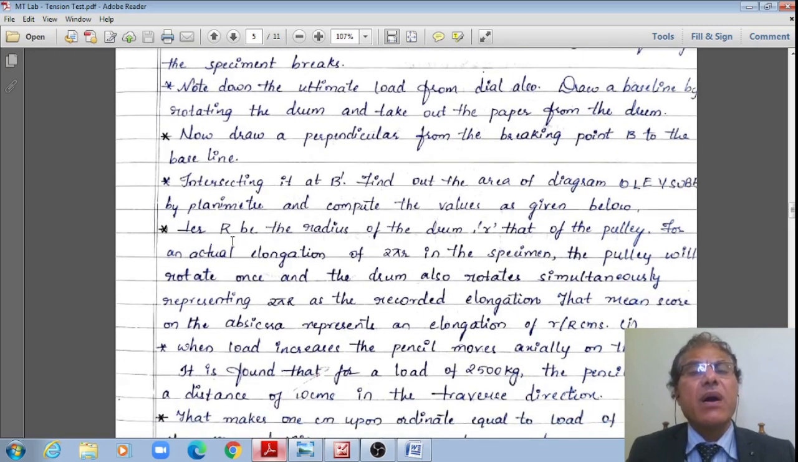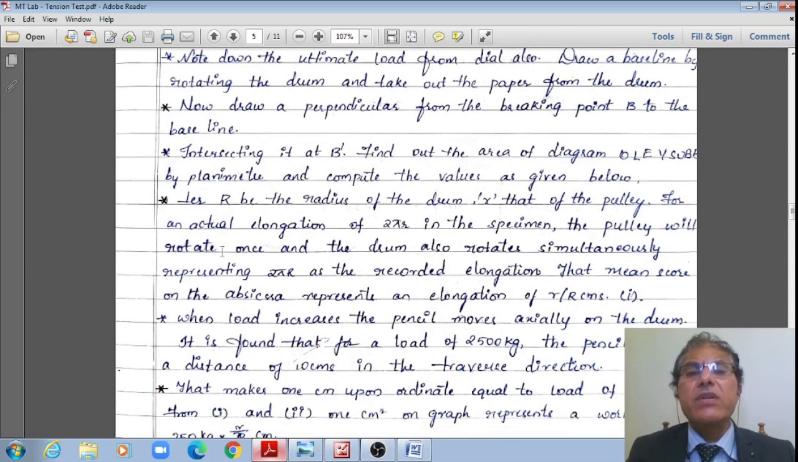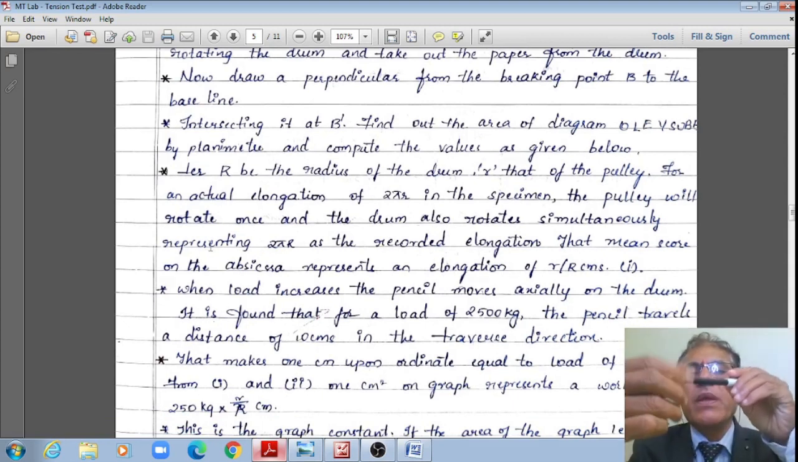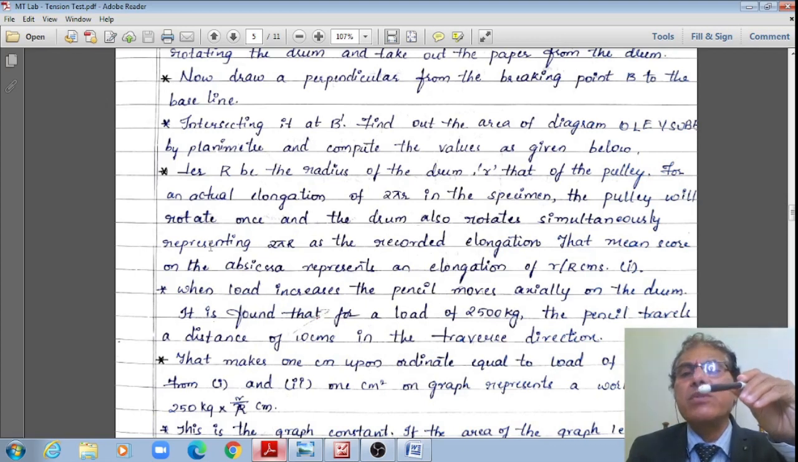Now we'll see, however, let capital R be the radius of the drum and small r be the radius of the pulley. For an actual elongation of 2 pi r in the specimen, the pulley will rotate once, and the drum will also rotate simultaneously, representing 2 pi r as recorded elongations. That means 1 centimeter on the abscissa represents an elongation of r by R centimeters.